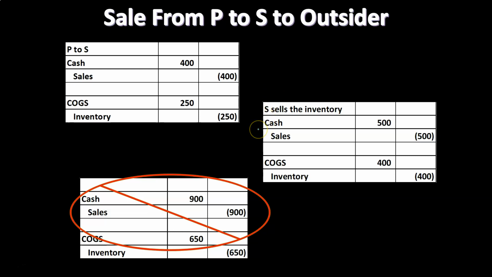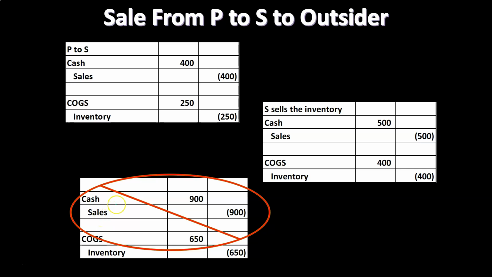But then when S sells it, they're going to debit cash for the 500, credit sales for the 500, debit cost of goods sold, and credit inventory for the 400. If you add those up from just the two journal entries, you'd get cash 900, sales 900, cost of goods sold 650, inventory 650. Again, this is a little distorted, and I'll show a better example of this because we're not taking into consideration S's calculation of the purchase of the inventory.